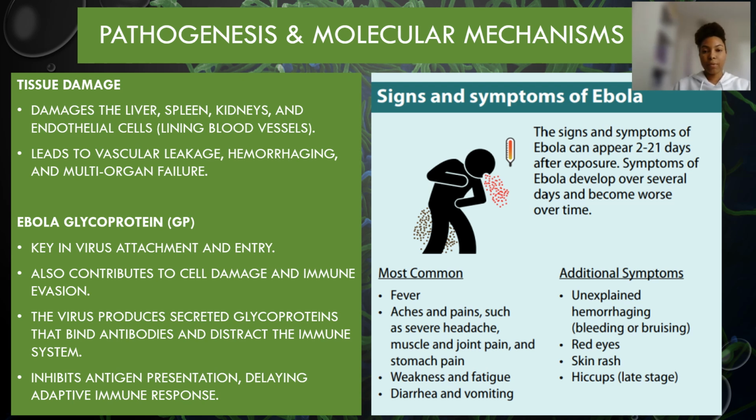Some signs and symptoms of the virus include fever, aches and pains, weakness and fatigue, as well as diarrhea and vomiting. The symptoms can appear from 2 to 21 days after exposure, and symptoms generally worsen over time. Looking at this time frame of 2 to 21 days, it is evident that an individual may be infected with the virus, presenting no symptoms in the early infection, and is still able to transmit it to other individuals.